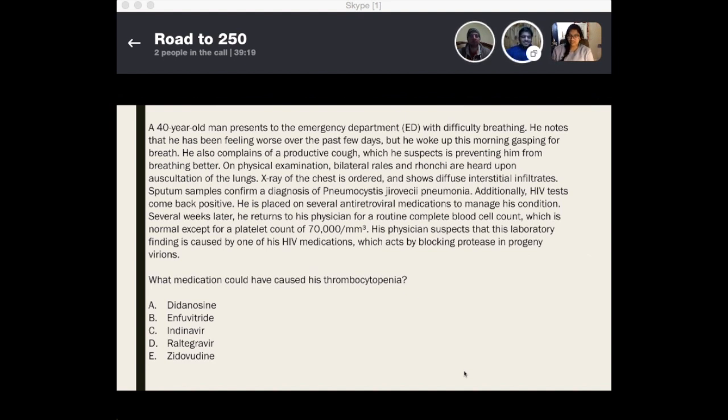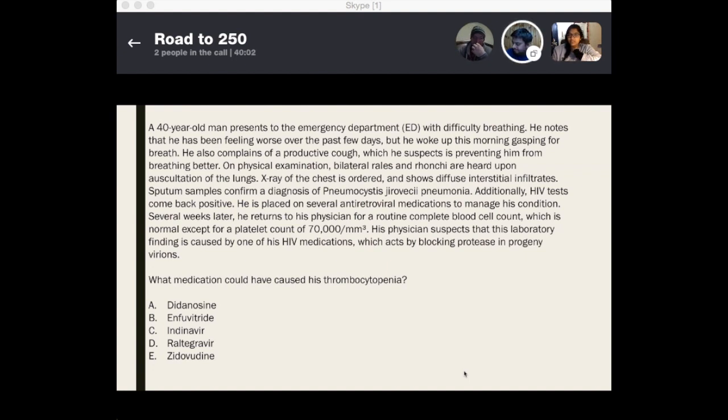We have a 40-year-old man presents to the emergency department with difficulty breathing. He's feeling worse over the past few days. Woke up this morning gasping for breath. He also complains of productive cough, which he suspects is preventing him from breathing better. Physical exam, there's bilateral rales and rhonchi. X-ray of the chest shows diffuse interstitial infiltrates. And sputum samples confirm a diagnosis of pneumocystis jirovecii pneumonia. Additionally, HIV tests come back positive. He's placed on several antiretroviral medications to manage his condition.